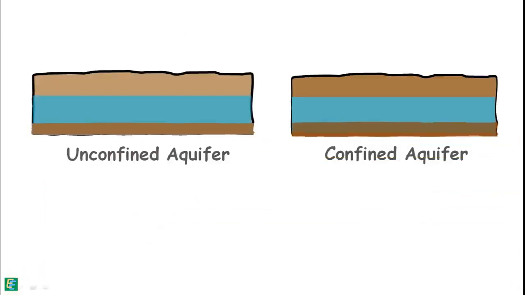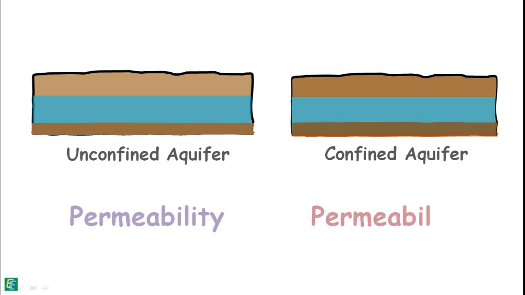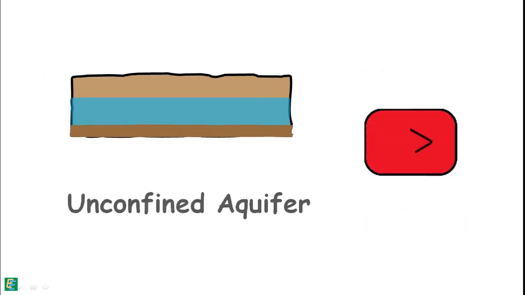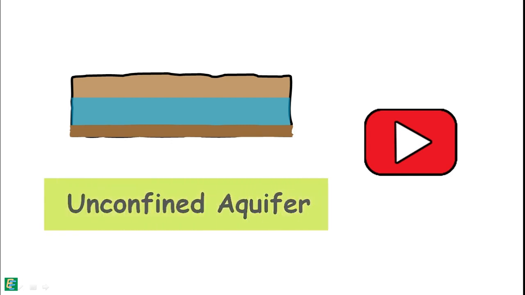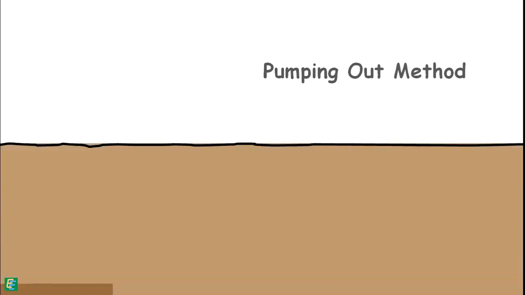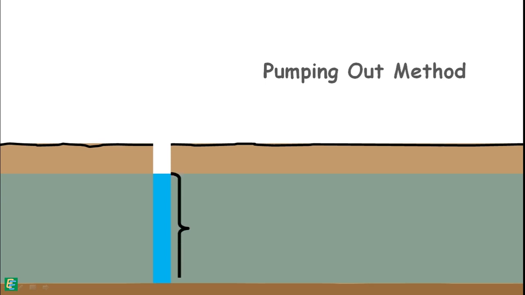For these two cases, permeability calculations will be slightly different. In this video, we will discuss only the permeability of the unconfined aquifer. And for that, we perform the pumping out method. The pumping out method involves making a well into the ground that reaches the aquifer and penetrates it throughout its whole thickness. It is important that the well penetrates the entire thickness of the aquifer. It is called the test well.